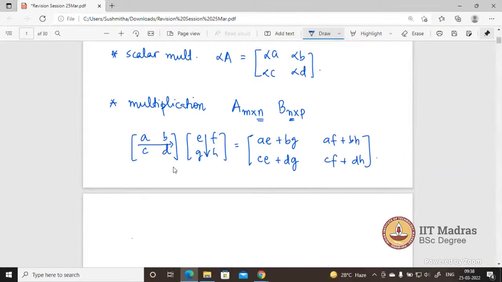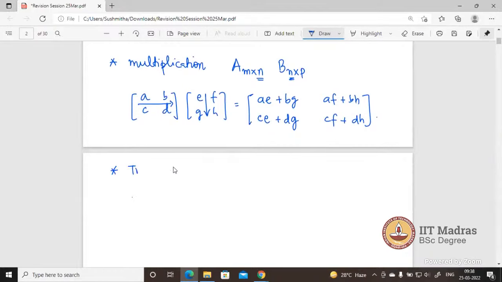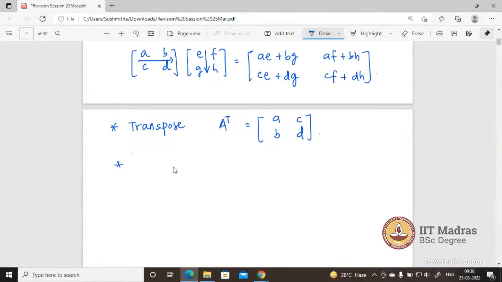Okay. And then after matrix multiplication, what is the transpose of a matrix? Columns and rows get interchanged. I mean, rows become columns. You interchange the rows and columns. So if A is, I'll fix A for this 2 cross 2 here, A, B, C, D, then A transpose would be A, B, C, D written column-wise, right? Yes, sir. Okay.